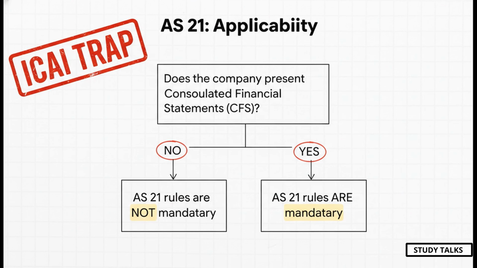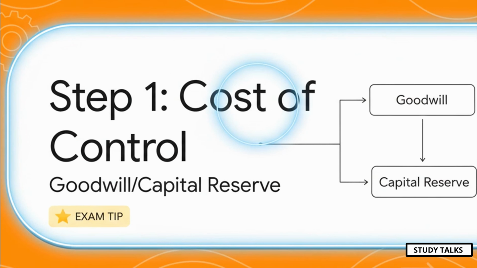Okay, and here we go. This is a classic ICAI trap, and you do not want to lose easy marks here. Listen carefully. AS21 does not say every parent company must prepare Consolidated Financial Statements, or CFS, but, and this is the big but, if a company decides to prepare them, or another law says they have to, then they must follow AS21. It's about the how, not the if. That's a critical distinction.